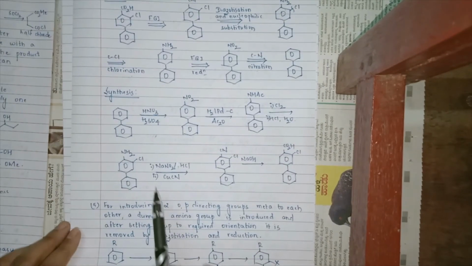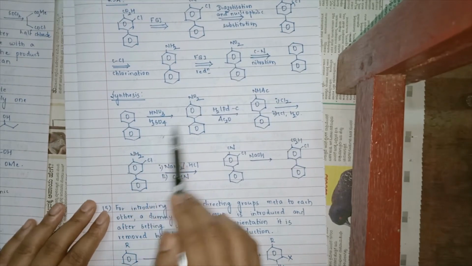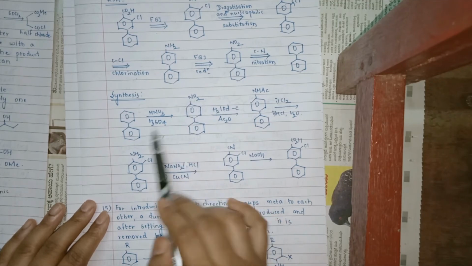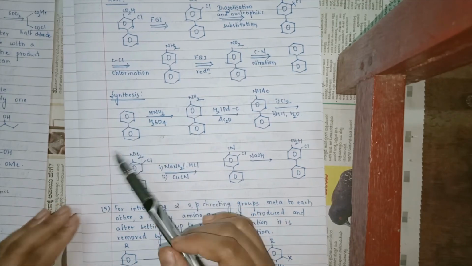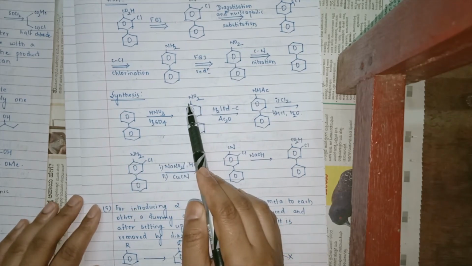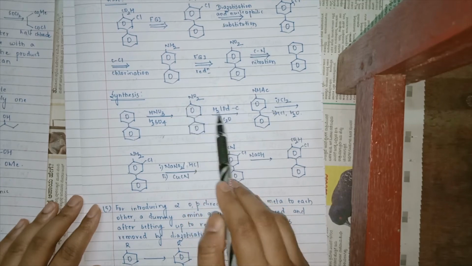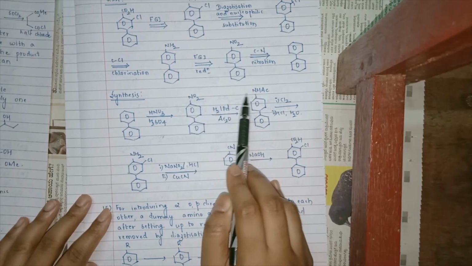So in the synthesis, the biphenyl system reacts with HNO3 and H2SO4 to give a mononitration. This is because biphenyl systems are not a planar system. They always remain in two different planes, and hence only mononitration can be done. Now after the mononitration, in the presence of hydrogen and palladium catalyst, NO2 can be converted to NH2.